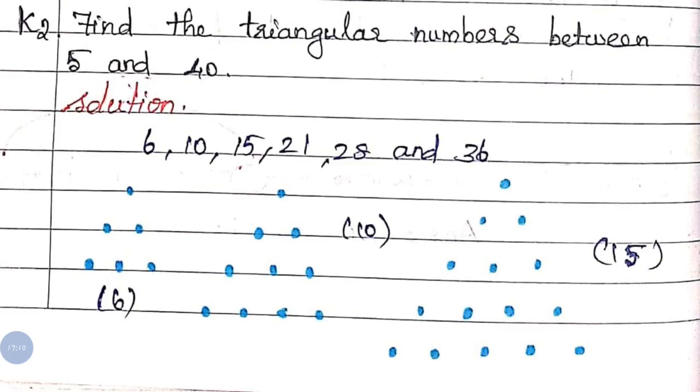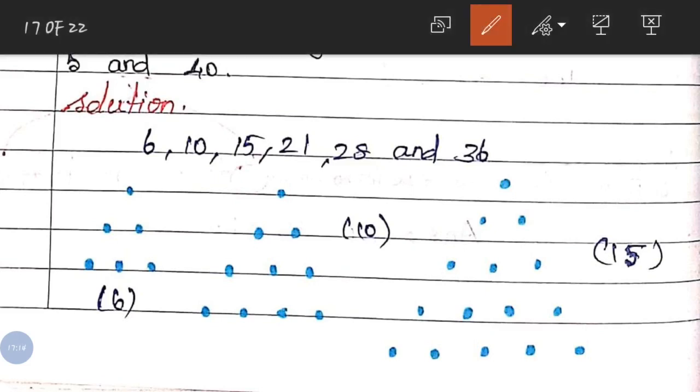Okay. So just start from 1 plus 2. We have to find the numbers between 5 and 40, right? So just write 1 plus 2. 1 plus 2 is 3. So where do we have to start? The starting number should be 5. So we are going to add 3. 1 plus 2 is 3, 3 plus 3 is 6. The first number will be 6. 6 is written. Okay. Then add 4.